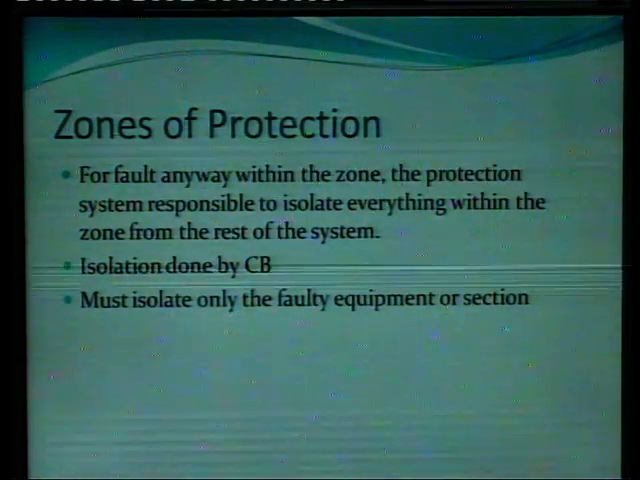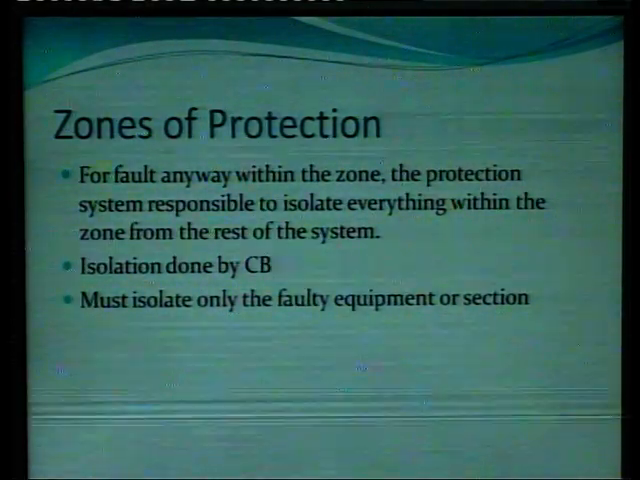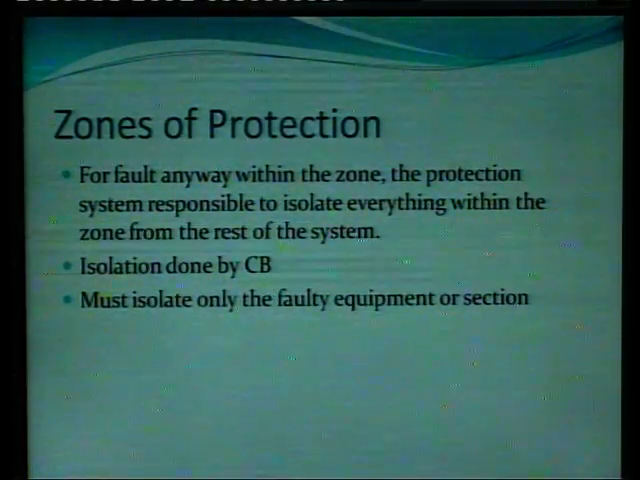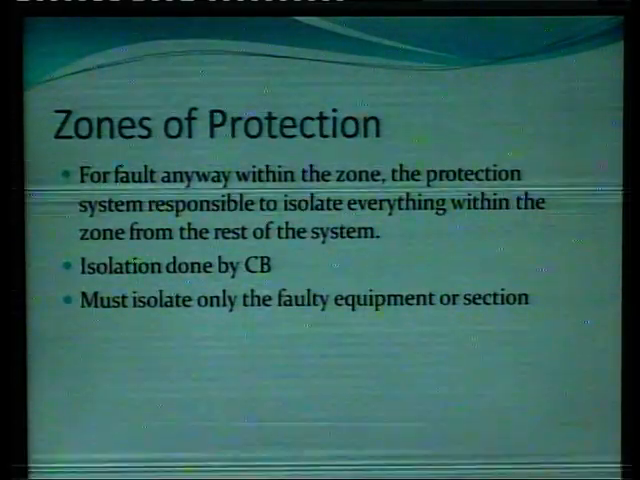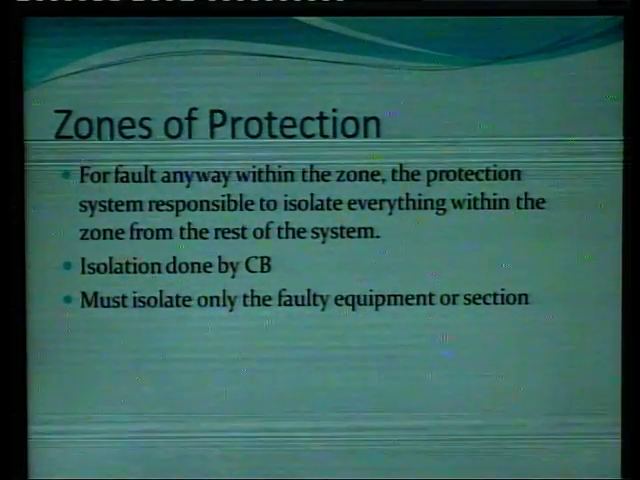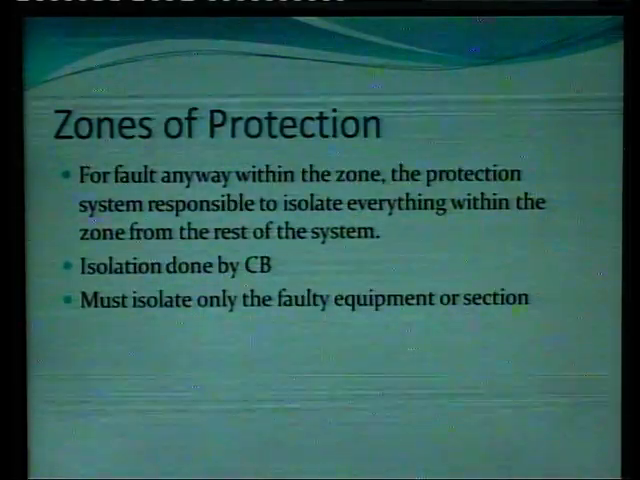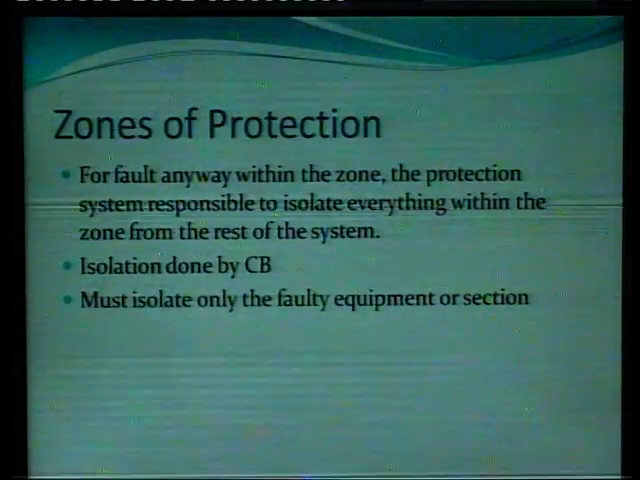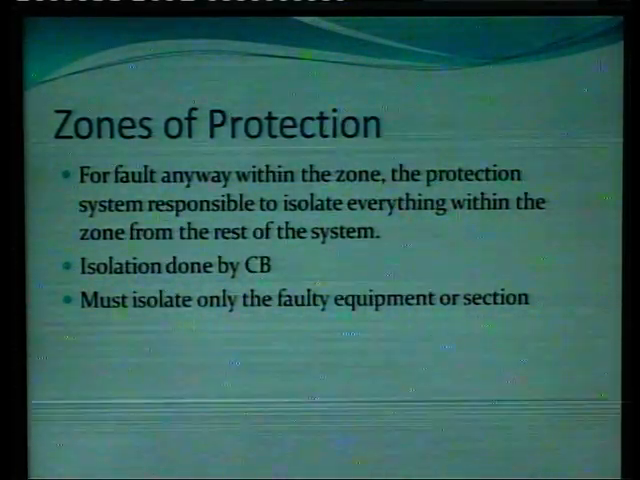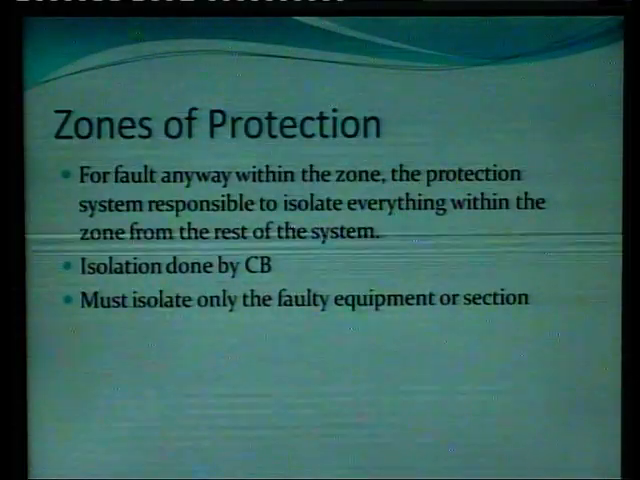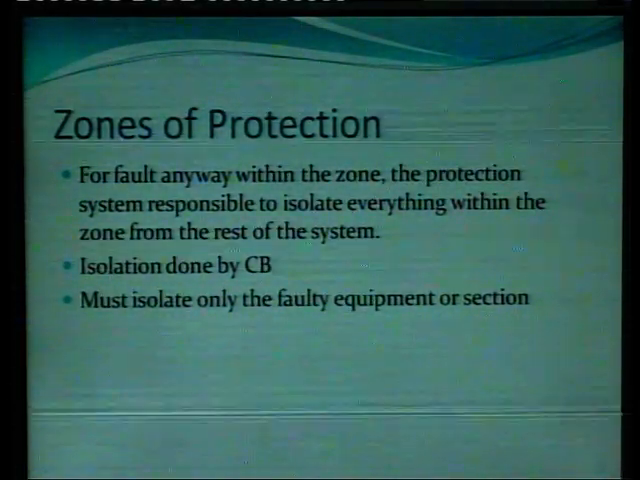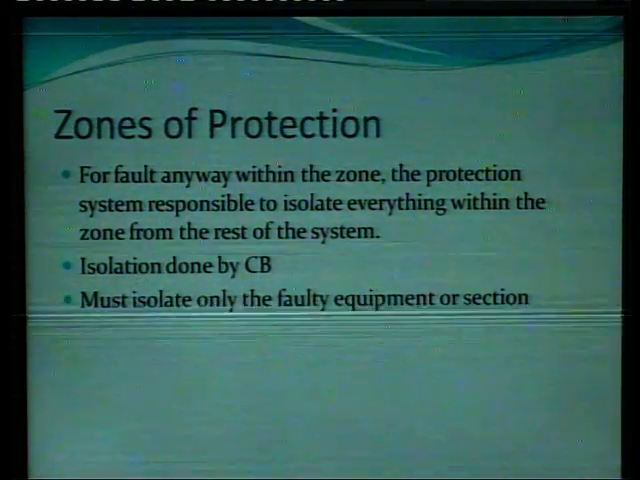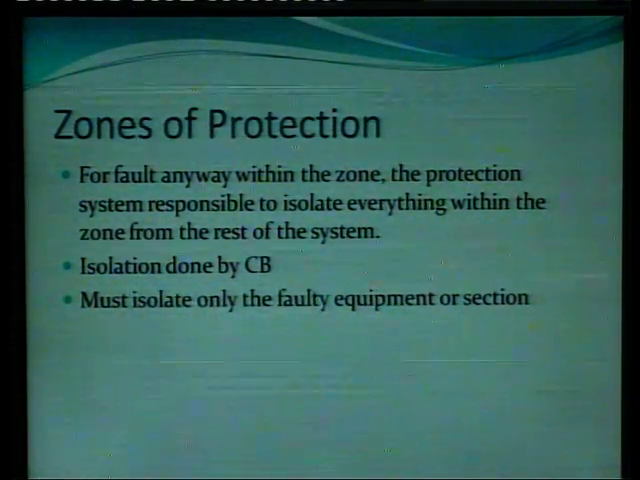So first is zones of protection. For a fault anywhere within the zone, the protection system is responsible to isolate everything within the zone from the rest of the system, and this isolation is done by the circuit breaker. And for this zone of protection, it must isolate only the faulty equipment or section from the healthier section, so that the continuity of the supply can be maintained without any interruption.